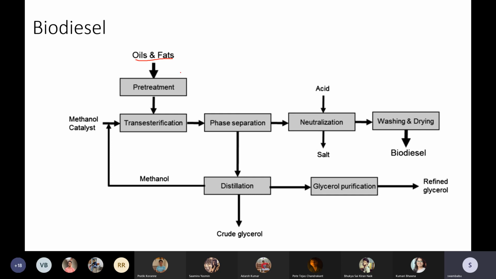Oils and fats are pre-treated to remove any presence of salts or any other oxidative components. After this pre-treatment, methanol and catalyst are added. Here, the transesterification process takes place.